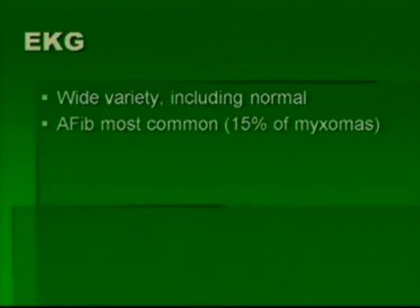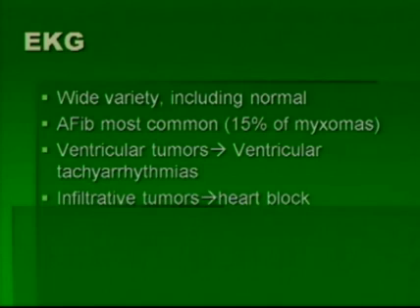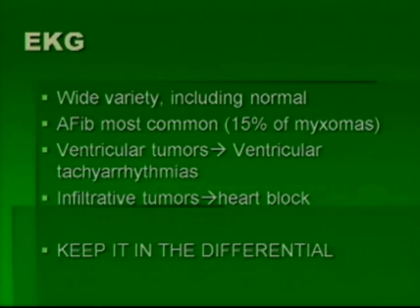When you do an EKG on a patient with an intracardiac mass, you can find a lot of different things, including a completely normal tracing. Atrial fibrillation ends up being the most common and occurs in 15% of myxomas. Logically, ventricular tumors produce ventricular tachyarrhythmias. Infiltrative tumors, if they infiltrate the conduction system, can lead to heart block. The main point to remember here is that when you see these things on the EKG, you should keep intracardiac mass on the differential, even if it's pretty far down that differential.